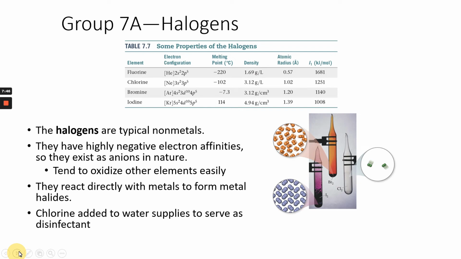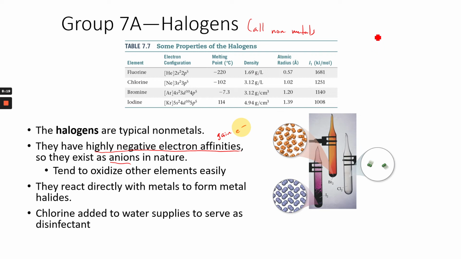The halogens. The halogens are all nonmetals. They have a highly negative electron affinity, so they like to form anions. They like to gain electrons. So they'll react directly with metals to form metal halides. And chlorine is used as a disinfectant in our water.